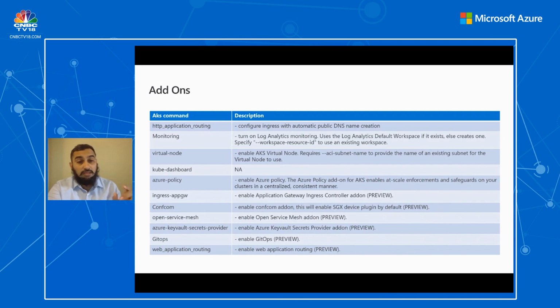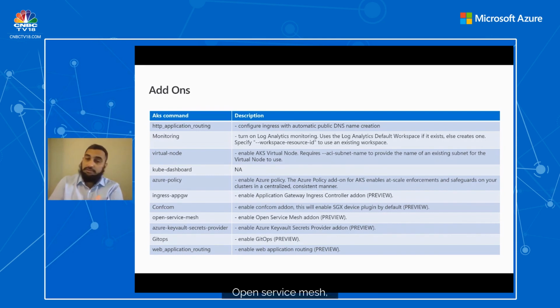Then there's confcom. The idea is, if you want to do confidential computing and you want to make sure that the Intel SGX plugins are installed on the underlying nodes, you can go ahead and enable this. Again, this is in preview, but do remember, this only gets applied to Intel-based virtual machine SKUs. But this is really important if you want to enable workloads that require confidential computing.